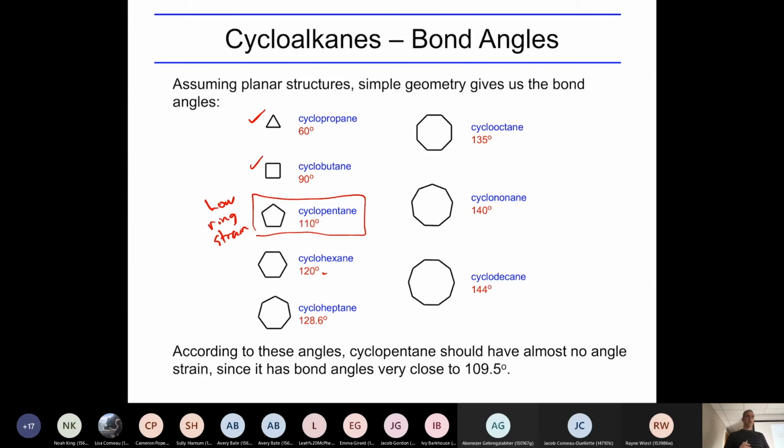So if you just looked at those bond angles, we would expect cyclopentane to have the lowest ring strain, and therefore we might guess that cyclopentane would be the most stable way of making a ring of carbons. That 5 might be best because it has angles that are closest to what it wants to have anyway.